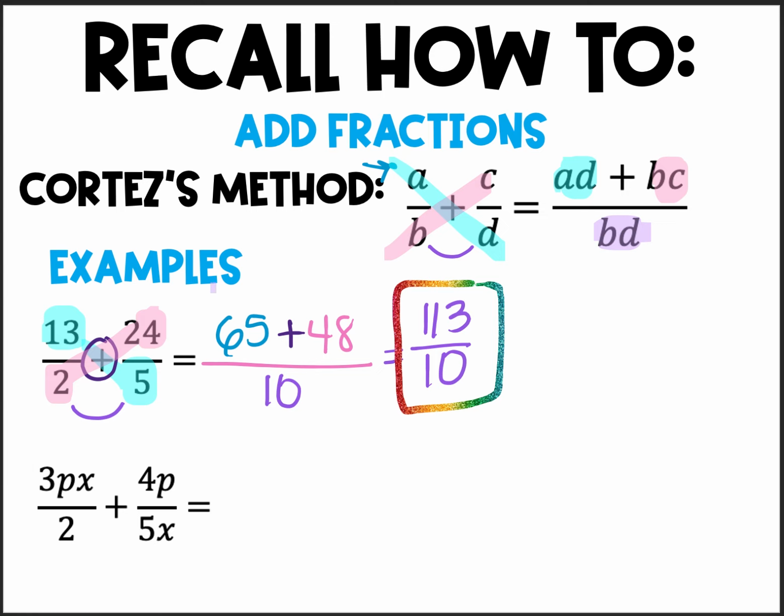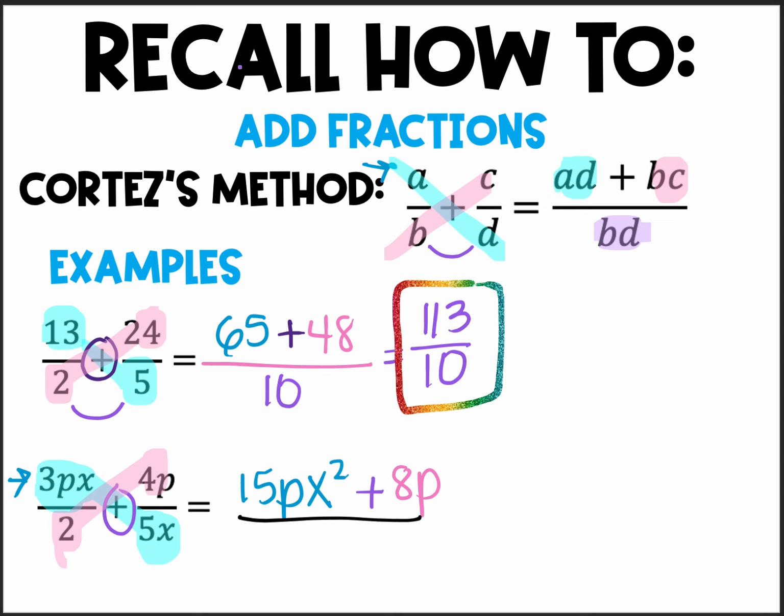3px over 2 plus 4p over 5x. Same method. I cross multiply starting with my numerator on the first fraction. I will have 3 times 5, 15. I keep the p, x times x, x squared. Make sure that you keep the symbol, plus 2 times 4p, that's 8p, divided by 2 times 5x, that's 10x.